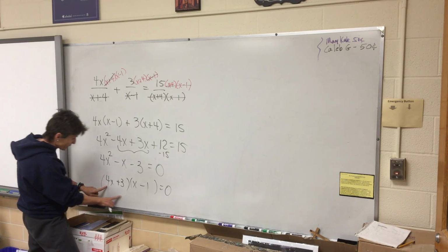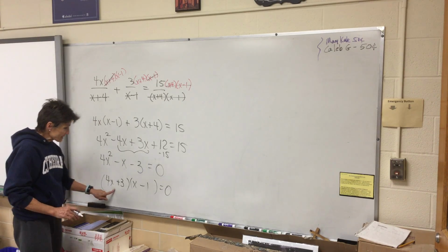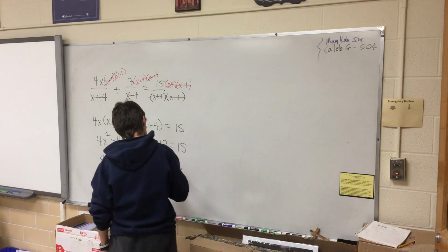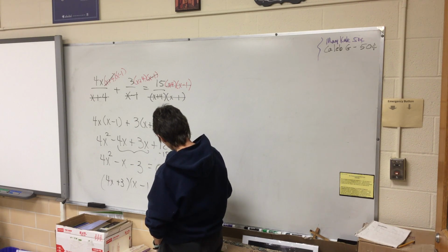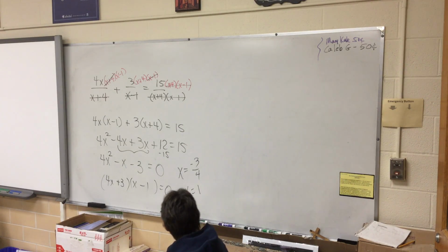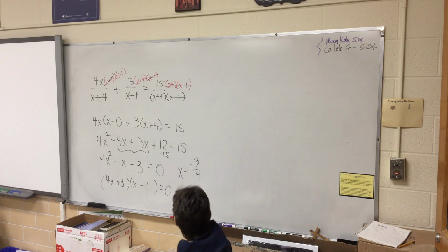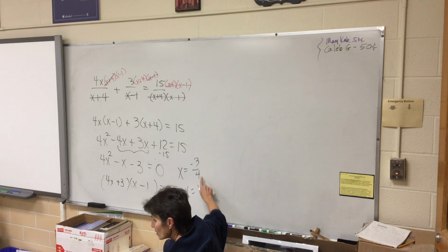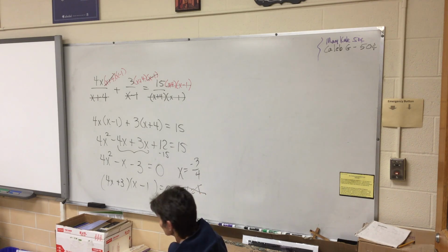Doing a quick double check here to make sure I factored right. So I'm going to set those equal to 0, and I get negative 3/4 or 1. Set this equal to 0, set that equal to 0. Are both of these okay, or do we have an extraneous problem like we had last time? Extraneous. We do. This is extraneous.